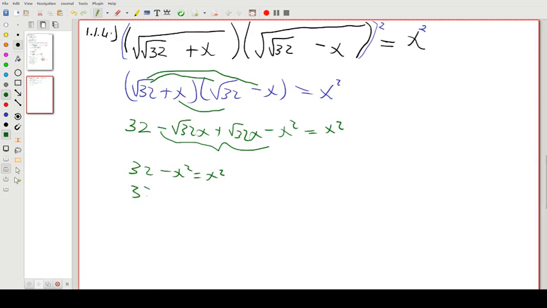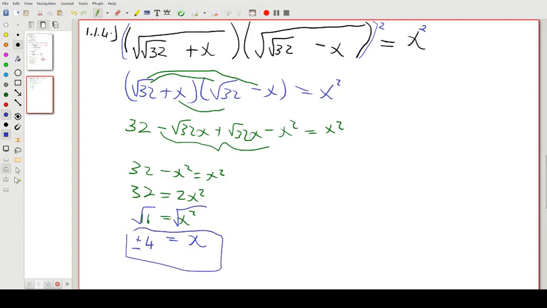So 32 equals x squared plus x squared, which gives us 2x squared. Divided by 2, 16 equals x squared, and then we can take the square root of both sides. So this side is now x, and what is on this side? 4, right? But not just 4, plus or minus 4. So that will be our answer for that one.